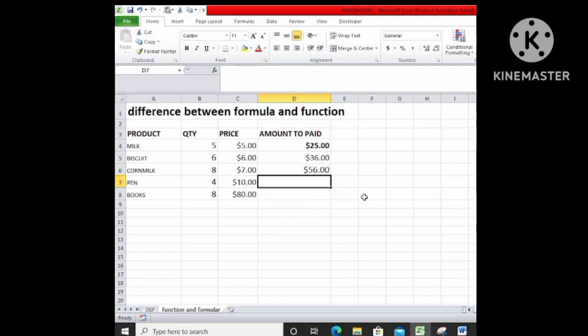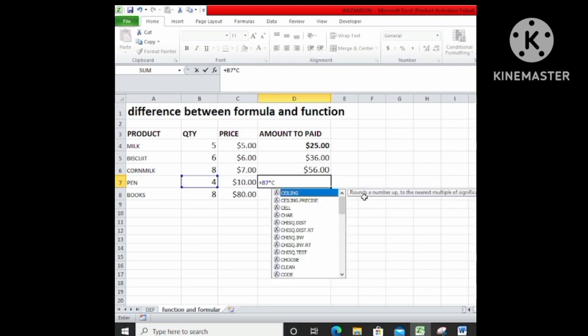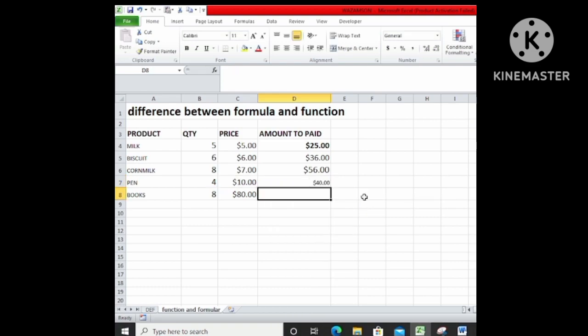Let's use the plus symbol also, like I just said earlier on. It's not only the equals to sign we start a formula or a function with. We can even start a formula or a function with the plus symbol. Now we have B7, multiply it by C7. You see that we have 40. You can even start a function or a formula with the plus symbol. It still works.